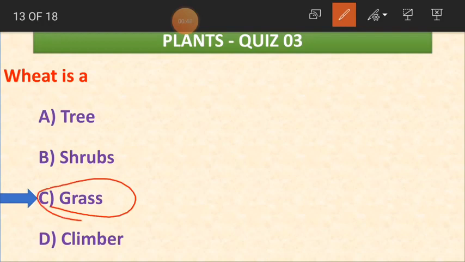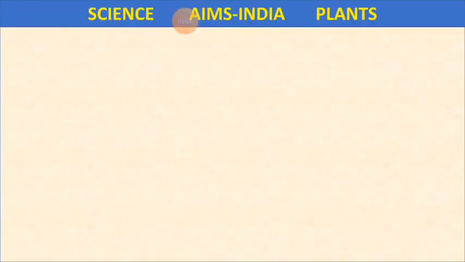Wheat grass. We also take wheat grass in our drinks. Wheat grass is very good for health. If you have this wheat grass water, it's good for health also. Understood? Okay, we'll go to the next question now. What is it?